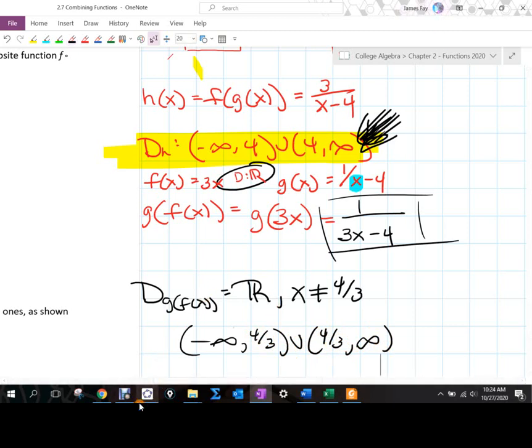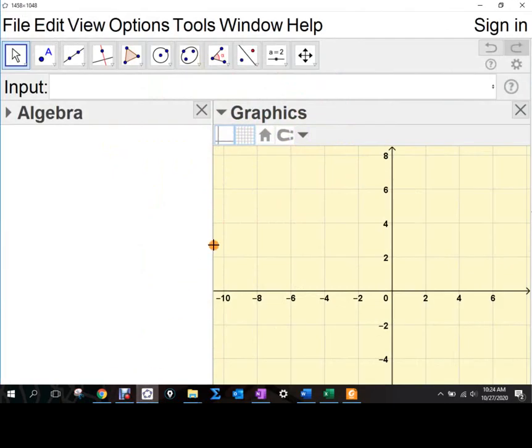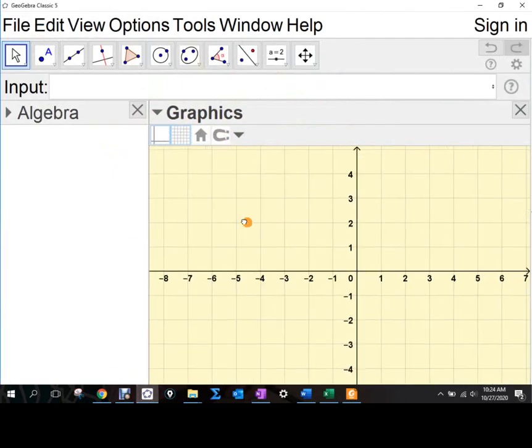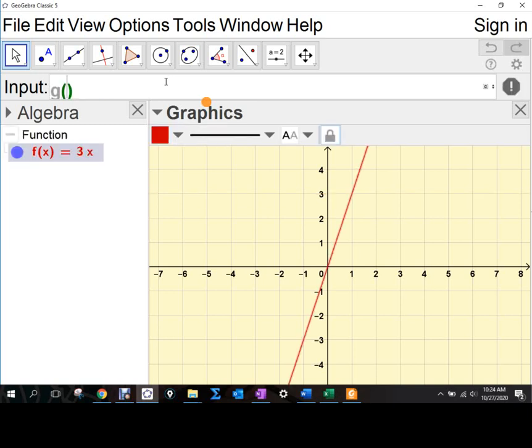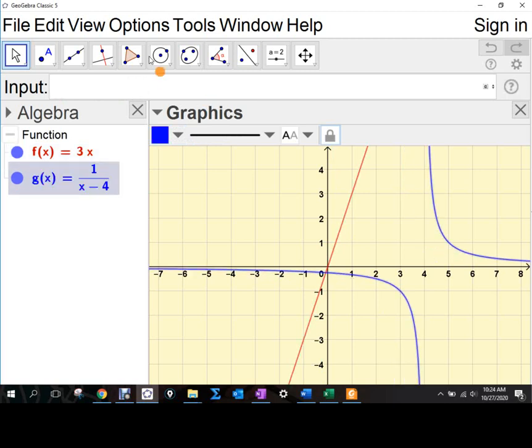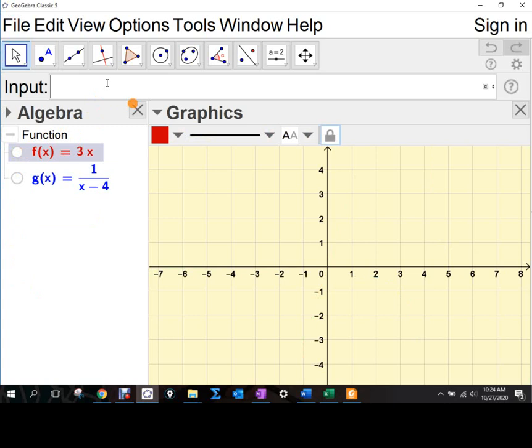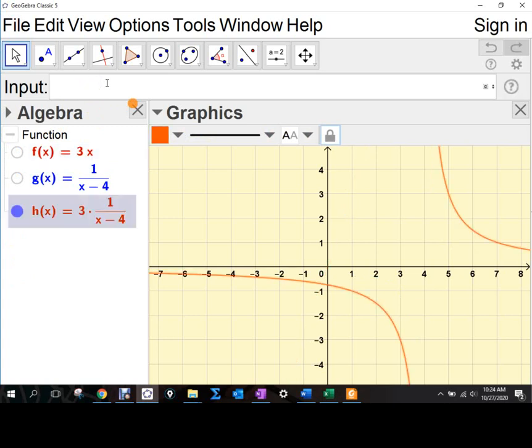And we can analyze these graphically, and this is what I suggest doing if you have time. Obviously on homework and less critical situations, maybe a take-home test or something like that, when you've got the time, say, okay, that's the function I just generated. Can I use technology to convince myself of those domains? So if f of x was 3x and g of x was 1 over x minus 4, those are the two individual functions. Now if I composite those, what does f of g of x look like? Looks like that, right?